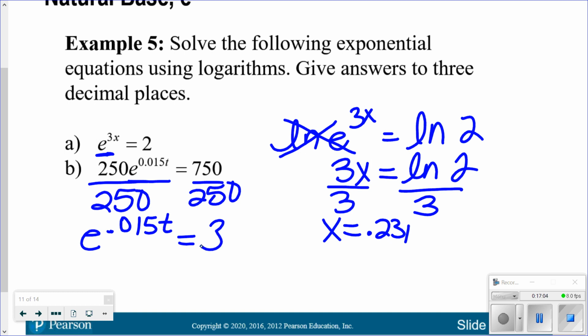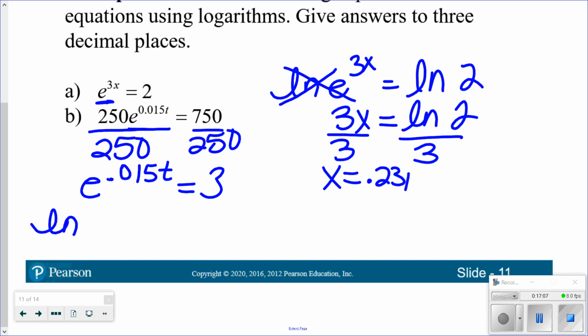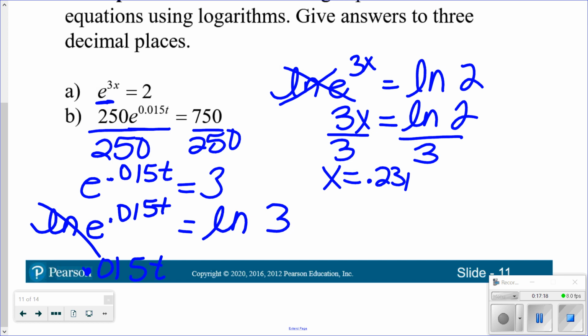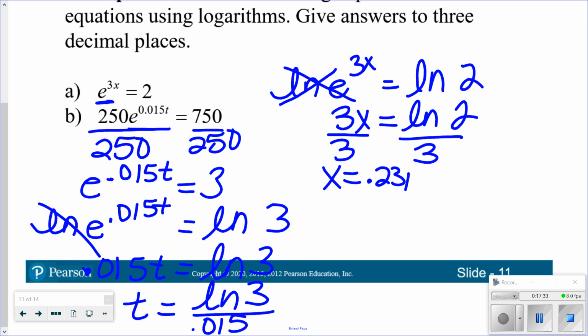Now I can take the natural log of both sides. So I have natural log of e to the 0.015t equals natural log of 3. So that means 0.015t equals the natural log of 3. And finally, we're going to divide both sides. So we're going to get t equals natural log of 3 divided by 0.015. And we get 73.24.